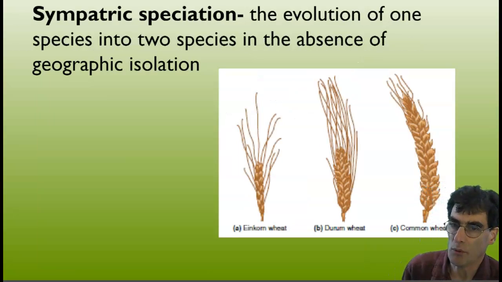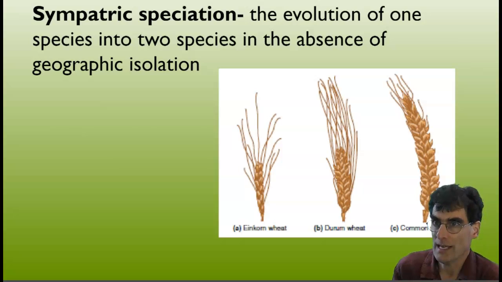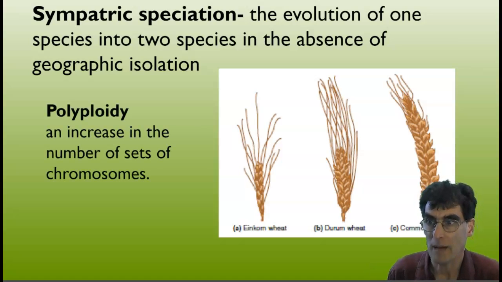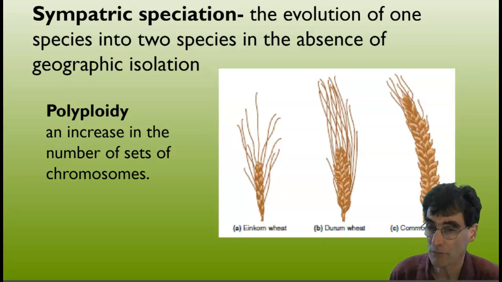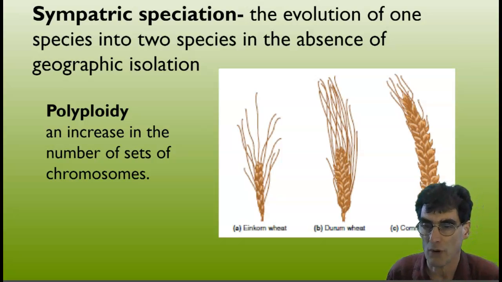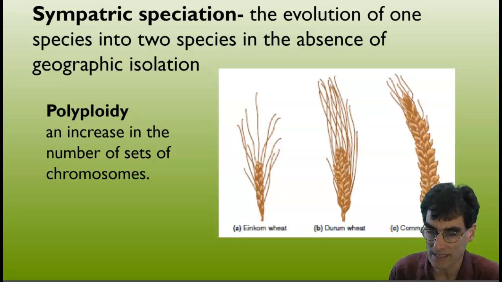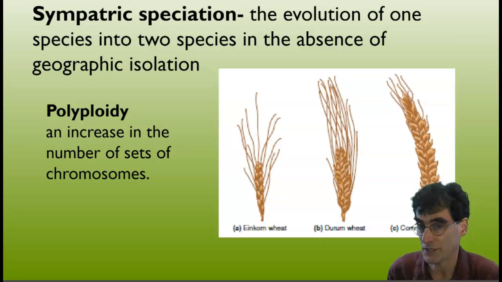Sympatric speciation is an incredibly important one when it comes to agriculture. And it's the evolution of a species into two species without geographic isolation. Now you might wonder, how is that possible? Because if you're not geographically isolated, then there could be a mixing of genes in the gene pool. Well, this happens because of what's called polyploidy. And polyploidy is an increase in the number of chromosomes. Because once you have a different number of chromosomes, there's no way you could ever cross, and you're totally reproductively isolated, if not geographically isolated.